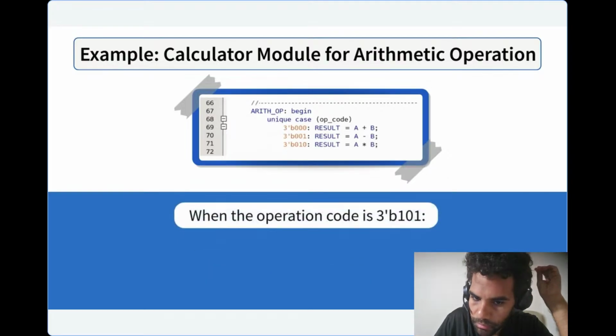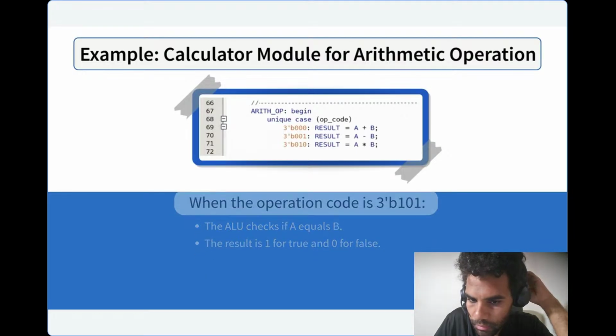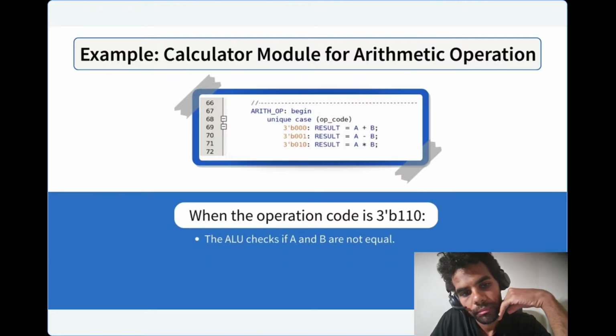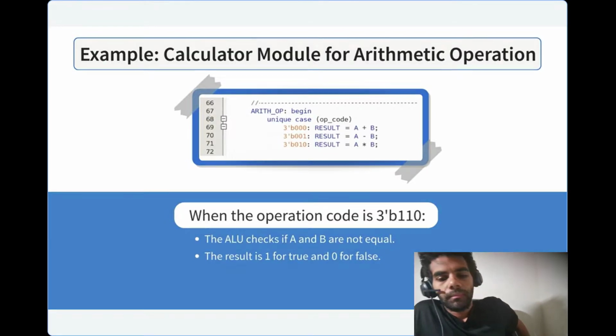And when the opcode is 101, we compare the two values for equality. If A equals B, the ALU outputs 1. If they are different, it outputs 0. Finally, 110 checks for inequality. If A and B are not equal, the result is 1, otherwise it is 0.